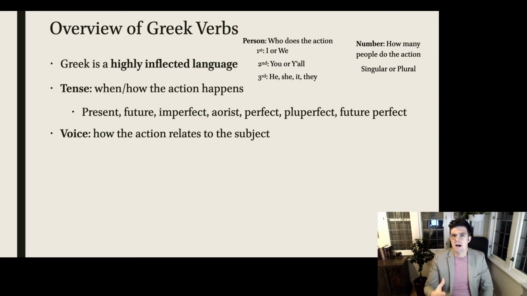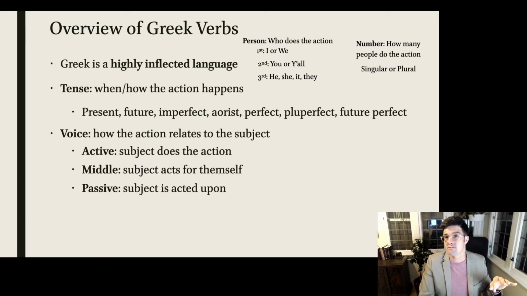The next part about Greek verbs is that Greek verbs have voice, and voice refers to how the action of the verb relates to the subject. The subject is the one acting, the main noun in the sentence. So in Greek, there are three different voices: the active, the middle, and the passive. The active voice is when the subject does the action. So for example, Aaron Rodgers throws the ball. Aaron Rodgers is the one doing the action. Throws is an active verb.